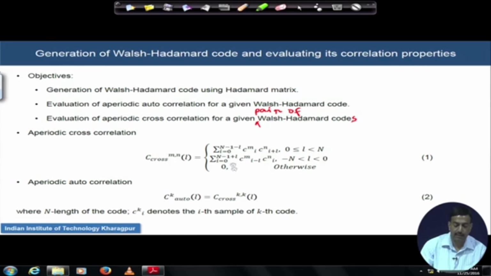So a fairly simple definition to begin with, and let's see what kind of a matrix a Hadamard matrix is.